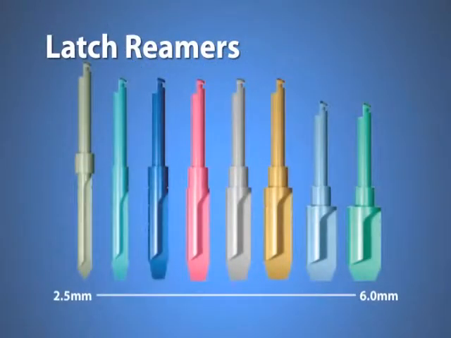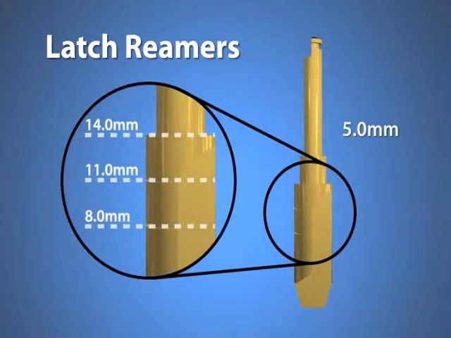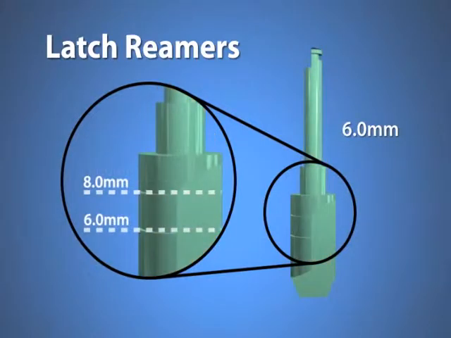To facilitate achieving an appropriate osteotomy depth, the narrow reamers have horizontal markings at the levels of 8, 11, and 14 millimeters, and the 5 millimeter and wider reamers have an additional horizontal marking at the 6 millimeter level.